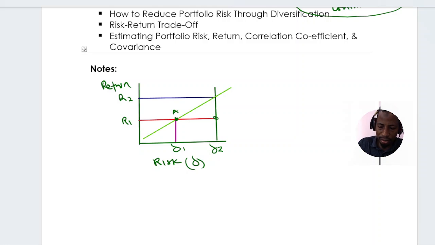Let me write that. So let's say this is point B. Risk and return also intercepted at this point. Let's say that's point C. Then, of course, this is the origin, 0. Again, the return is on the horizontal axis, while the risk is on the vertical axis. Now, let's explain the graph.